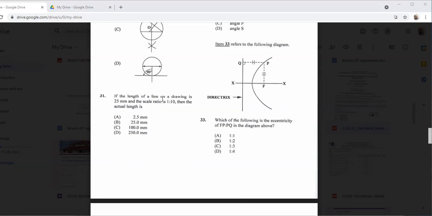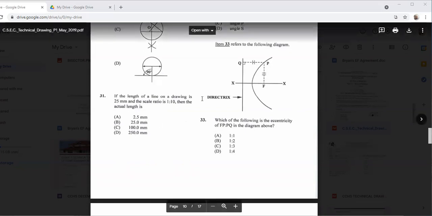If the length of a line on a drawing is 25 millimeters and the scale is 1 to 10, then the actual length is, and I multiply this by 10. Sir, 10 is how much? There must be D, sir. D. Yeah, 250 millimeters. So it will be 250, D.